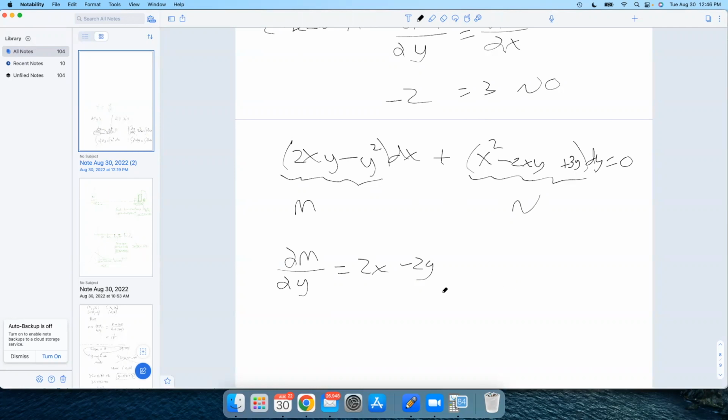Okay, now I take N's partial with respect to x. So y is just treated as a constant. The derivative with respect to x of x squared is 2x. Derivative with respect to x of 2xy, the y is just a constant, comes along for the ride, that would be 2y. Derivative of 3y with respect to x is just 0. Y is just a constant. Derivative of a constant, 0. Those are the same. So this dE here is exact.